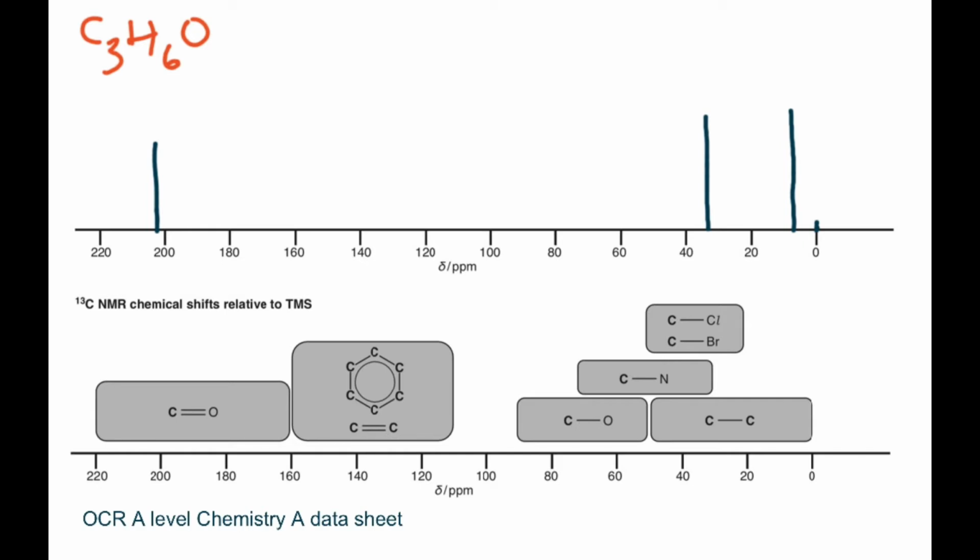Things to look at first. The axis at the bottom is a bit unusual because it's going in the reverse direction. Here's the zero, here's the TMS that has given us the zero peak on the spectrum. This delta stands for the chemical shift, which just means the shift in frequency compared to TMS. The shift depends on the chemical environment of the carbon atoms, and in bold we have the carbon atoms because this is carbon NMR.